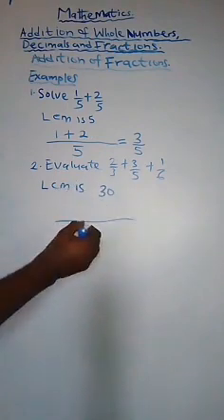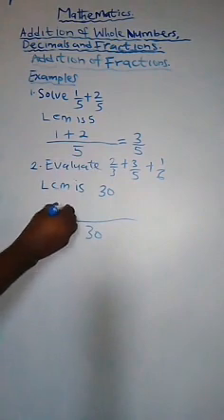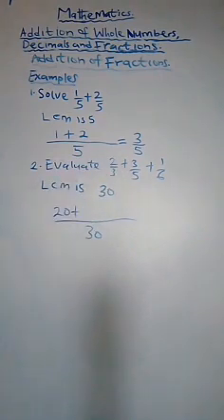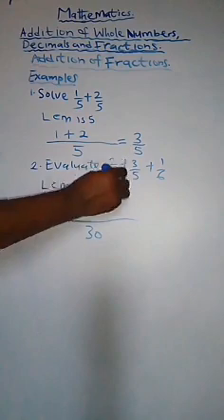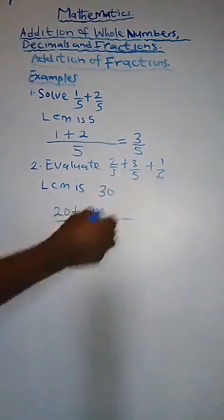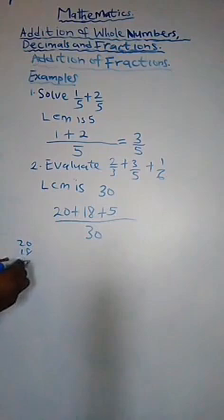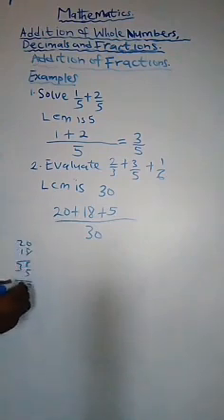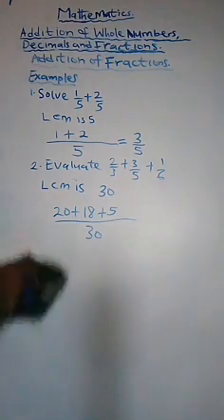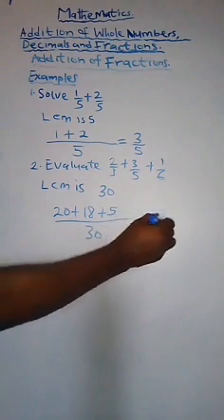So for 3, 5, 6, the LCM is 30. So you draw the line, place your 30 here. How many 3 can I see in 30? 10. 10 times 2, 20. How many 5 can I see in 30? 6. 6 times 3, 18. You place the sign. How many 6 can I see in 30? 5. 5 times 1, 5. Then you add everything together. 20 plus 18 is 38. 38 plus 5 is 43. So 20 plus 18 plus 5 will give 43/30.